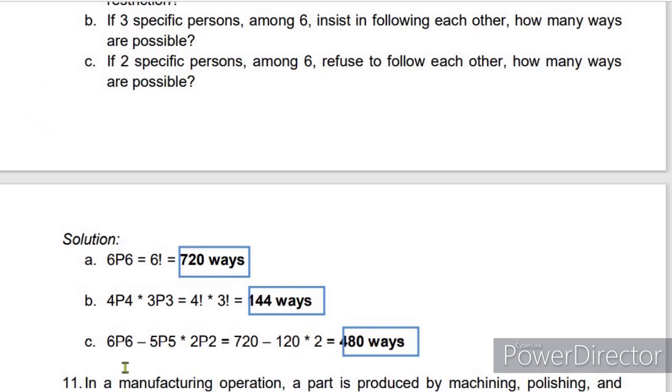So here, because we will observe PEMDAS, we will first multiply before subtracting. Okay? So we will first multiply negative 120 with positive 2. Okay? Before subtracting.